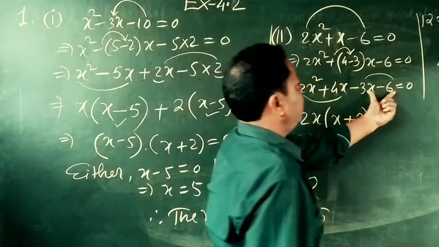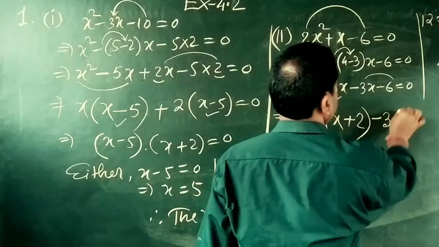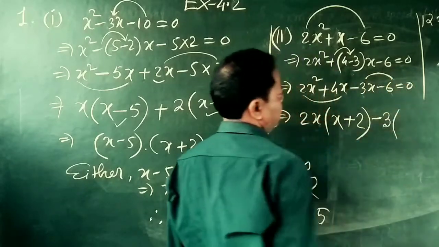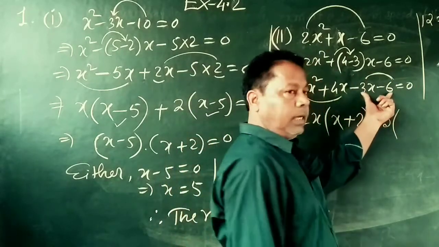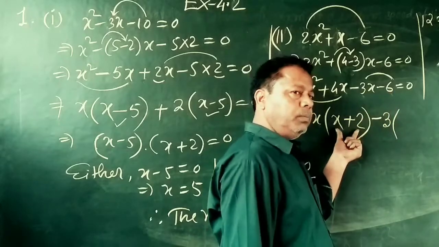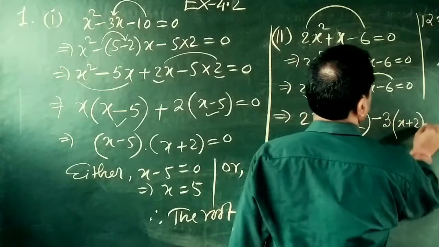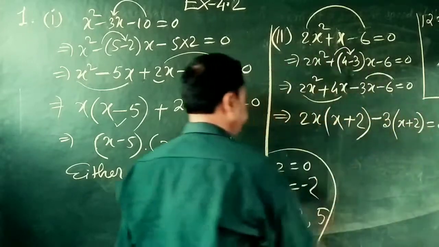From the last 2 terms, the common factor is 3. 3 1 is 3, 3 2 is 6. That is why 3 is the common factor. Now after taking common from the last 2 terms, this one is to be copied down. Look and copy down there. This is x plus 2 is equal to 0.